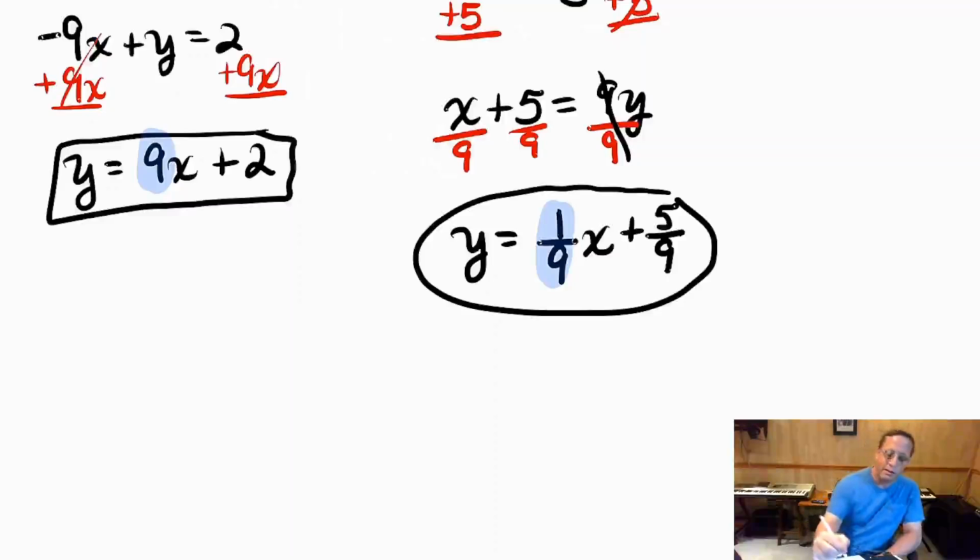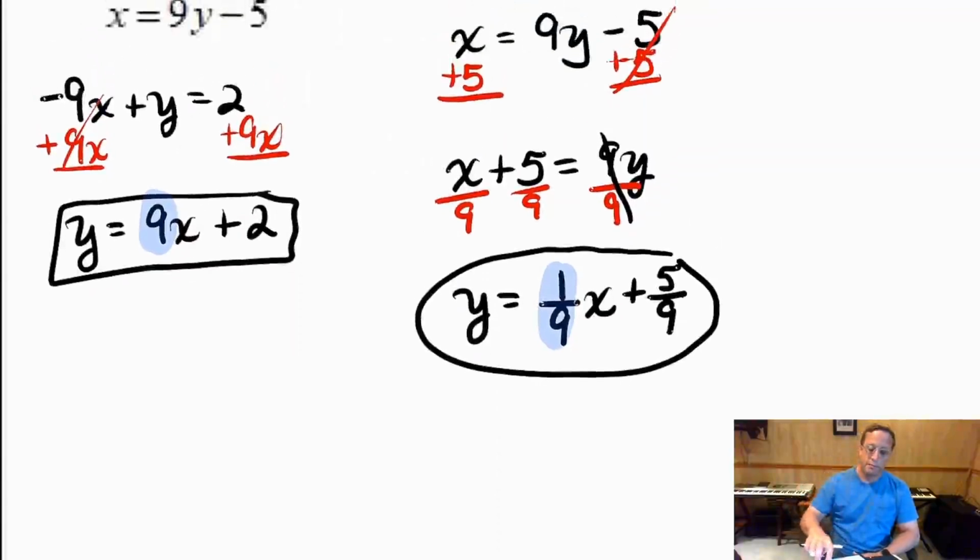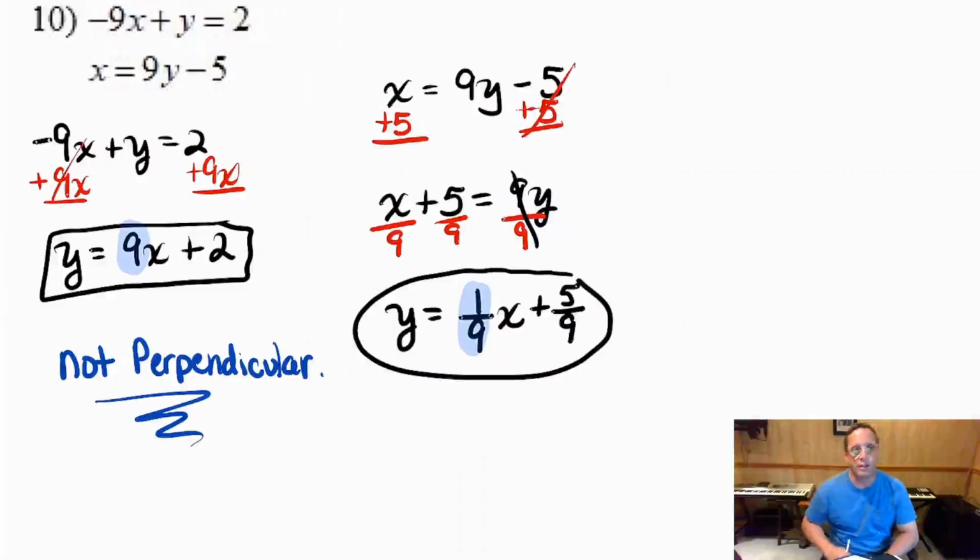So they're reciprocal, but one of them has to be positive and the other one has to be negative in some order. Positive, negative, negative, positive. Doesn't matter which one's positive as long as the other one's negative. That's all that has to be there. Okay, so that does it for perpendicular lines and whether or not the graphs of them are perpendicular.